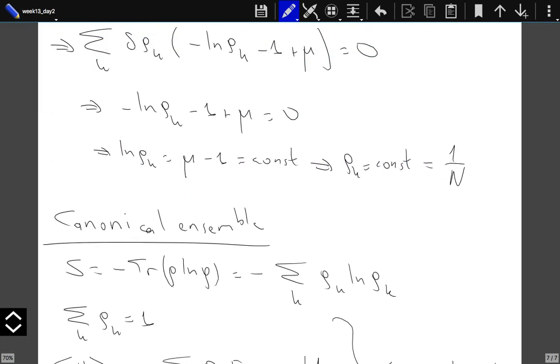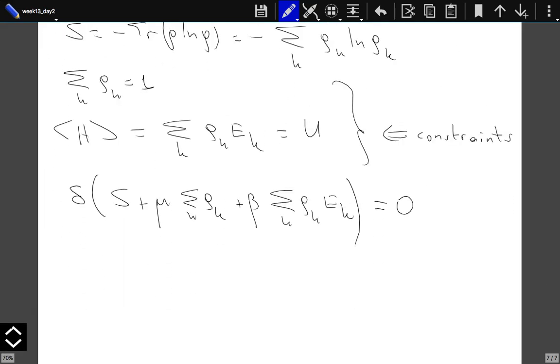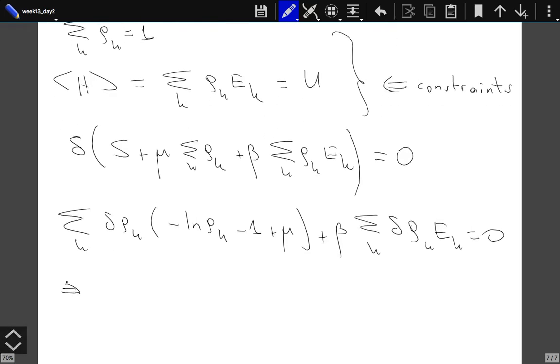Well, let's write down this variation. Up to this point, everything is the same. But to this one, we should also add beta times the sum over k of the variation of rho k E k. This should be equal to 0. Now you see the first two terms there are identical as before, so I just copied the result we had before. Now this tells me that minus the logarithm of rho k minus 1 plus mu plus beta times E k should be equal to 0.